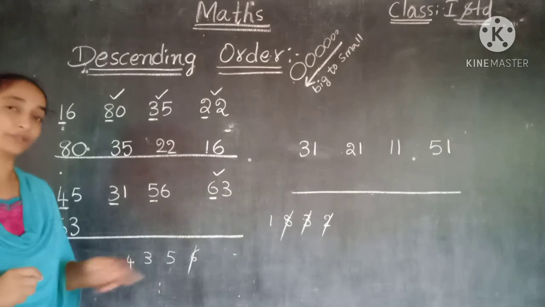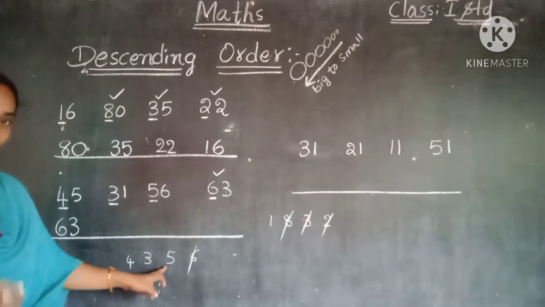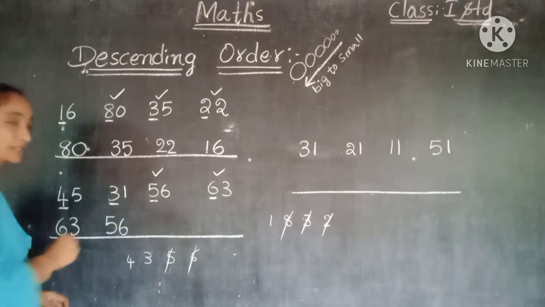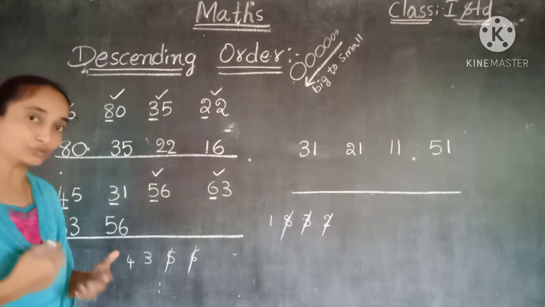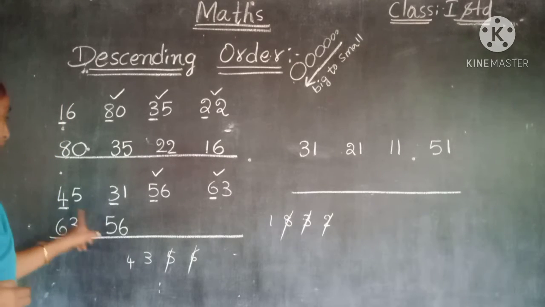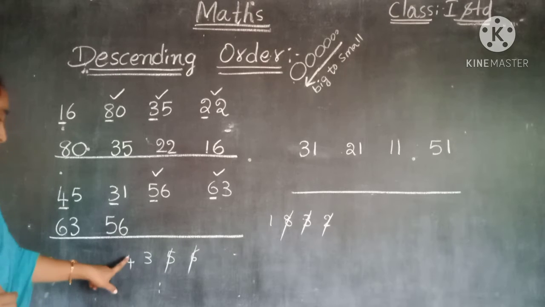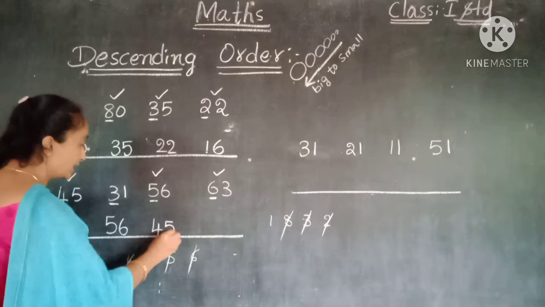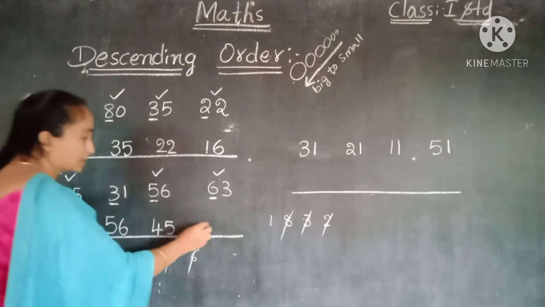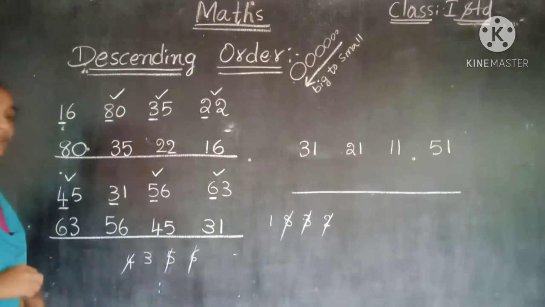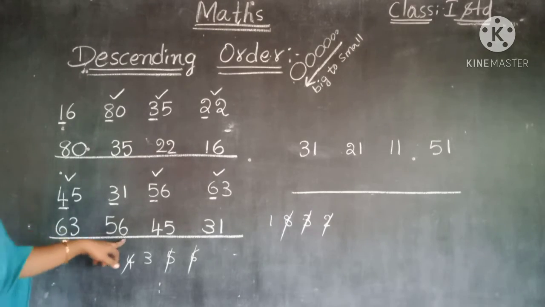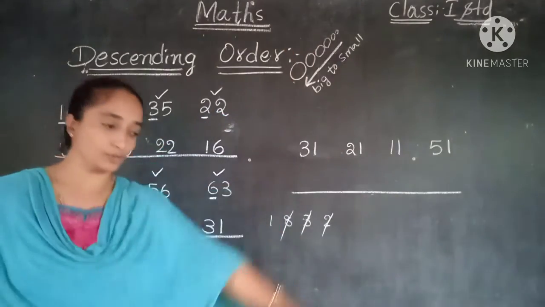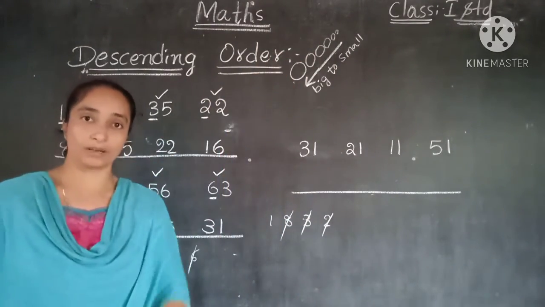Now 4, 3, 5. Again, the big number. 4, 5 and 3. So the big number is 4. You can cancel the 45. And the last one, only 31 is remaining. That is the small number, here we can write 31. So 63, 56, 45 and 31. This is the order of big to small. So from big to small.